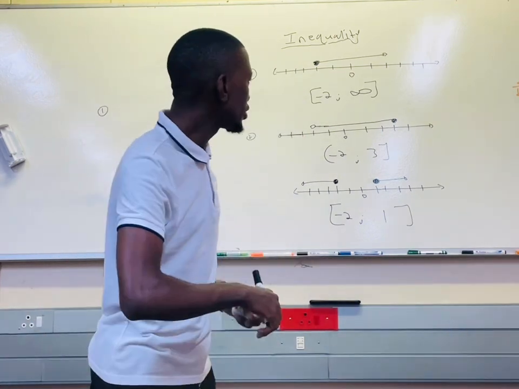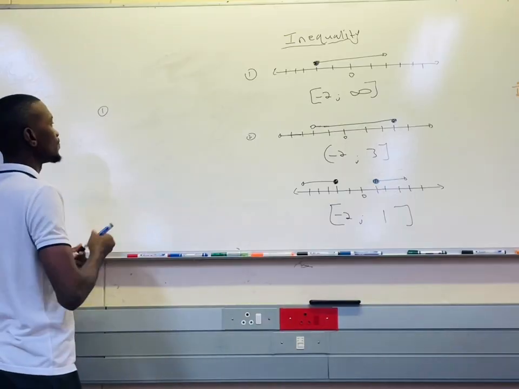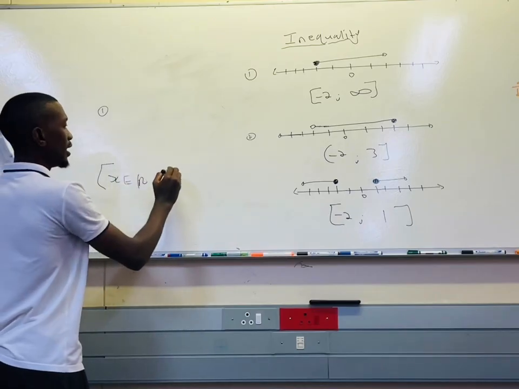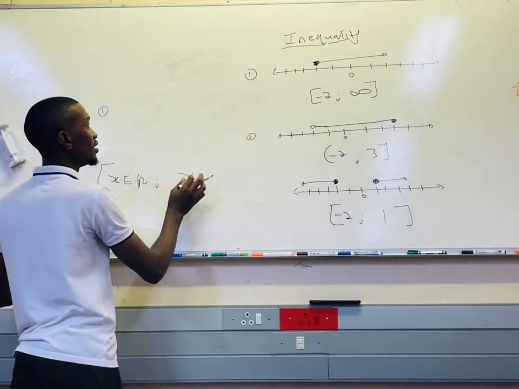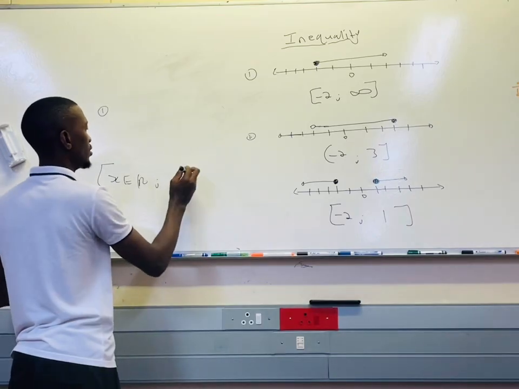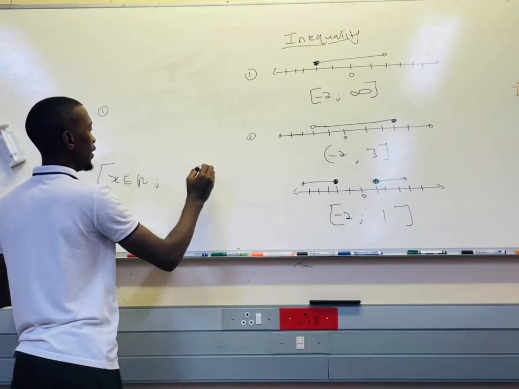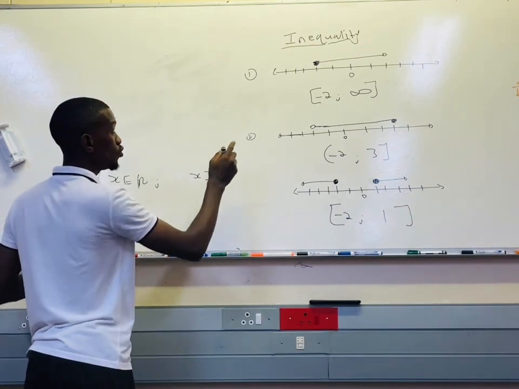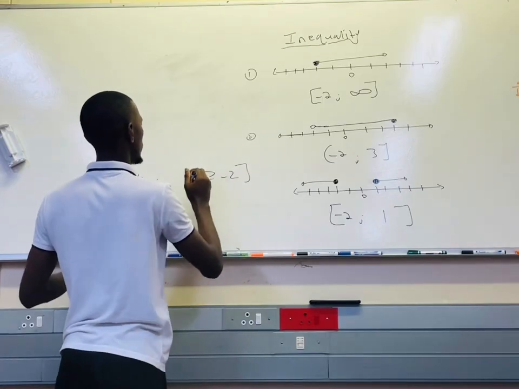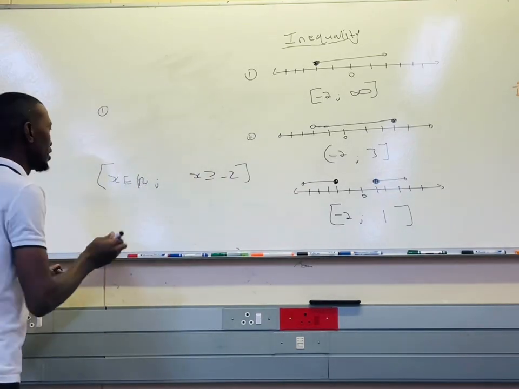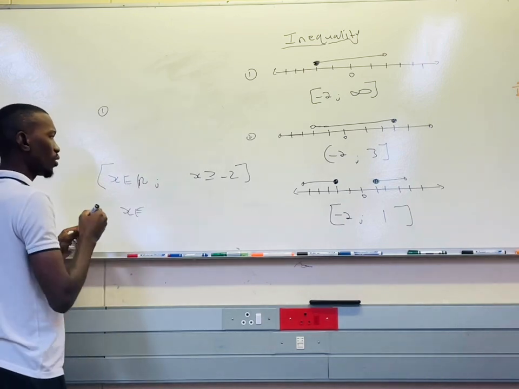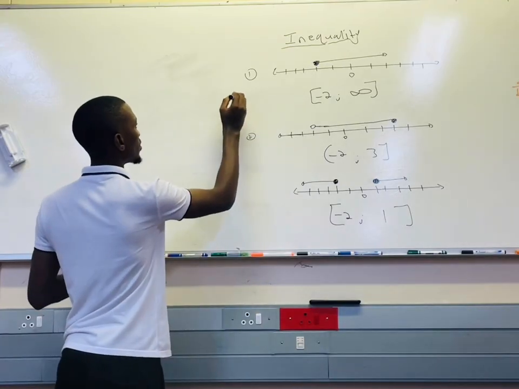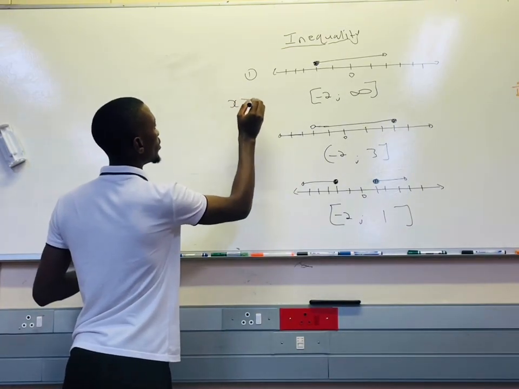If you were to use set-builder notation, this is the one which they use. X is an element of all real numbers, and X for that one is basically less than or equal to negative 2. And so your X is basically greater than or equal to, who? Minus 2. That's how you can write it down. And then the other one, we can just write it like this. This guy is just going to be X is greater than or equal to negative 2.